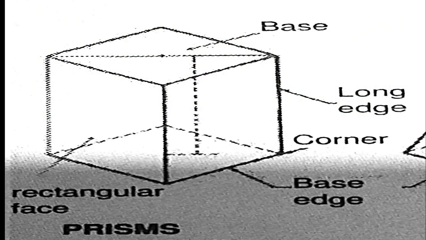Good. So the diagram above is a labeled diagram of a prism. As we can see, we have the base, the long edge, the corner, the base edge, and the rectangular face. As we said, prisms are named according to the shape of their base. So this prism is a square prism because the shape of the base is a square, and therefore it bears the name square prism.